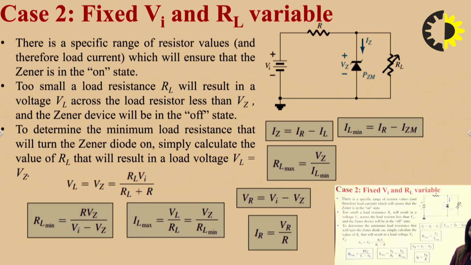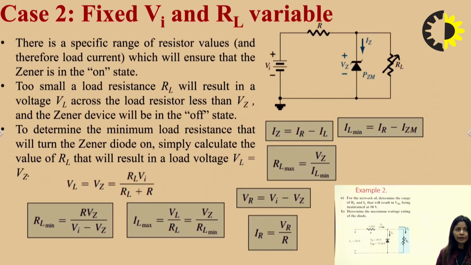Too small a load resistance RL will result in the voltage VL across the load resistor being less than VZ, and the Zener diode will be in the off state. Load resistance should not be very low. But don't think about that; I have already told you that the Zener diode is always in the on state, and you can straightforwardly do the numerical.